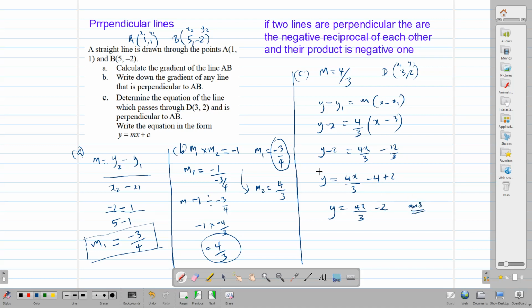So the equation of the line that is perpendicular to AB and passing through this point 3, 2 would have the equation in the form y equals mx plus c, y equals 4x over 3 minus 2. This is your m, that's your c.